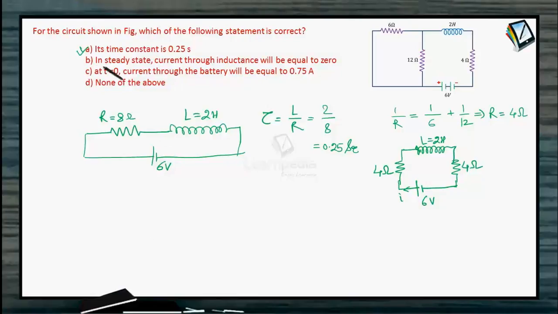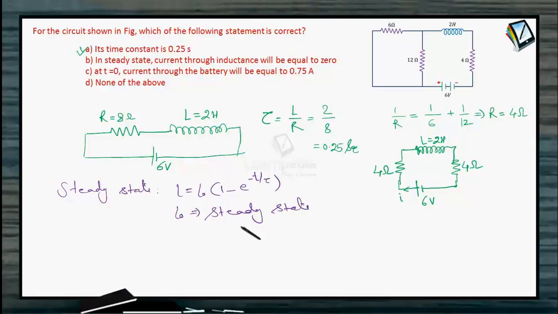In the next option, in a steady state, current through inductance will be equal to 0. A steady state means after a very long time, because theoretically, the current through this circuit is given by the equation I is equal to I naught times 1 minus e raised to the power minus t by tau, where I naught is the steady state current. In a steady state, the inductor of the circuit starts behaving like a zero resistance.